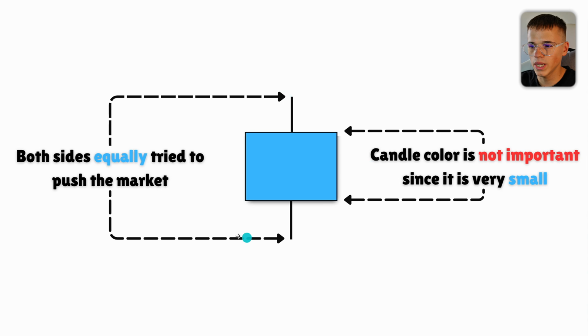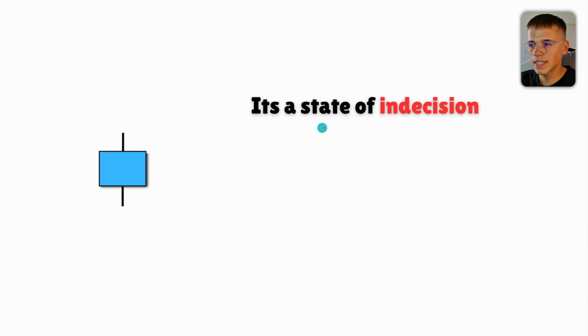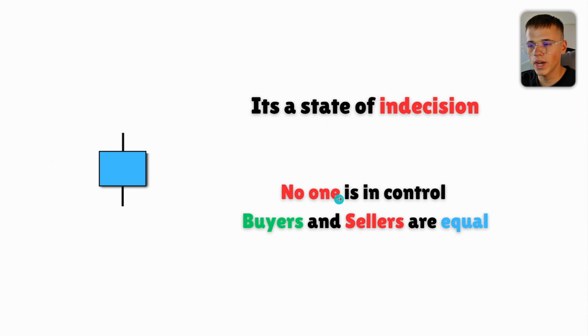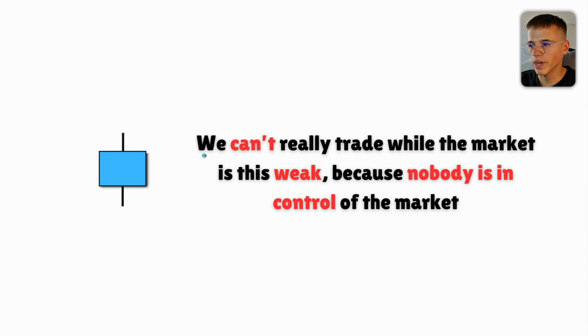And also if we look at the wicks, you can see that we have equally small wicks to both sides, which means that price tried to go to the upside, it failed, tried to go to the downside and it failed, which means both the body and the wicks are all neutral, and literally price is staying in the same spot, and the market doesn't really have somebody who is in control, like both the buyers and sellers are equal. It is basically a state of indecision, and we can't really trade while the market is making weak candlesticks like this, because nobody is in control of the market.